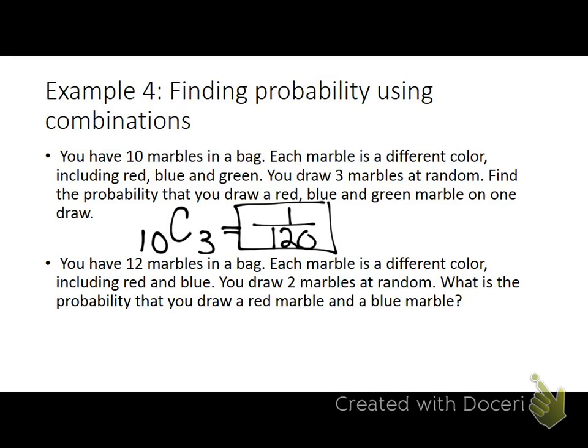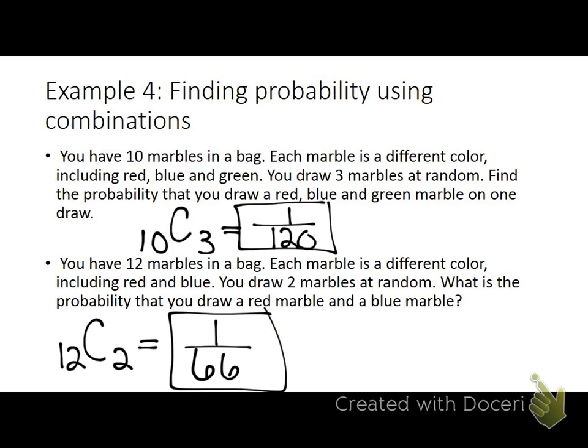All right, so over here I have 12. See, and how many am I choosing? 2. Okay, so what's my total number of possibilities? 66, and it's 1 over 66. All right, and that's how you would find probability using combinations. Okay, and that's it. So that's everything you need to know for 11.7.